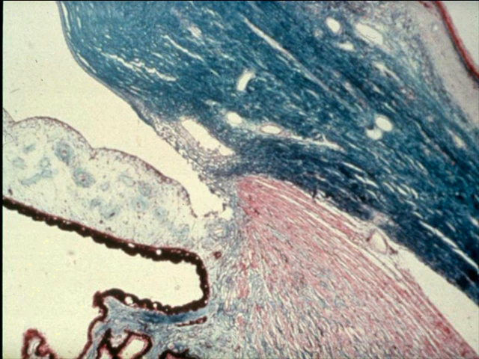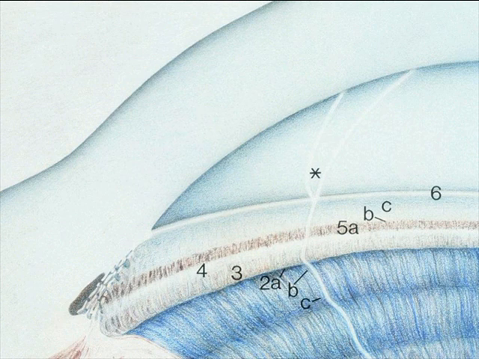When this muscle is activated, it actually pulls down on the scleral spur, and this helps open the trabecular meshwork, which can enhance flow of fluid out of the eye.